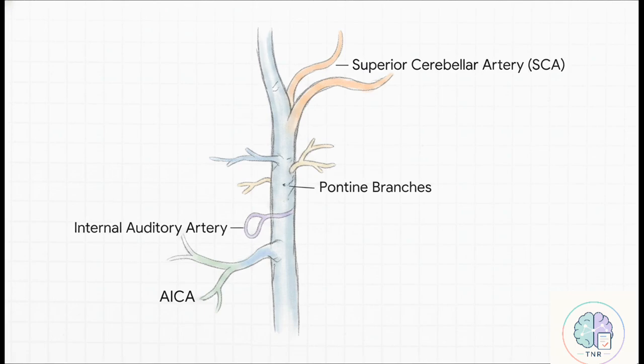At its lower section, we find the AICA, the anterior inferior cerebellar artery, which often loops right into the internal auditory canal and gives off the labyrinthine or internal auditory artery. Moving up, we hit the pontine branches supplying the pons, and finally, just below its termination, the superior cerebellar artery, or SCA, complete with its superior vermian branch.